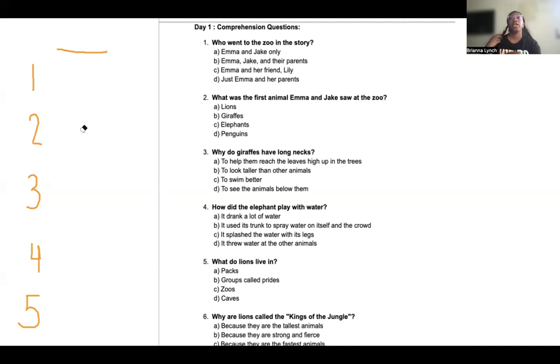Number three, why do giraffes have long necks? We have to look out for that as we're reading. How did the elephant play with the water? What do lions live in? And why are lions called the kings of the jungle? As we are reading the story, we're going to keep these questions in mind. Okie dokie. Now we're going to go back.